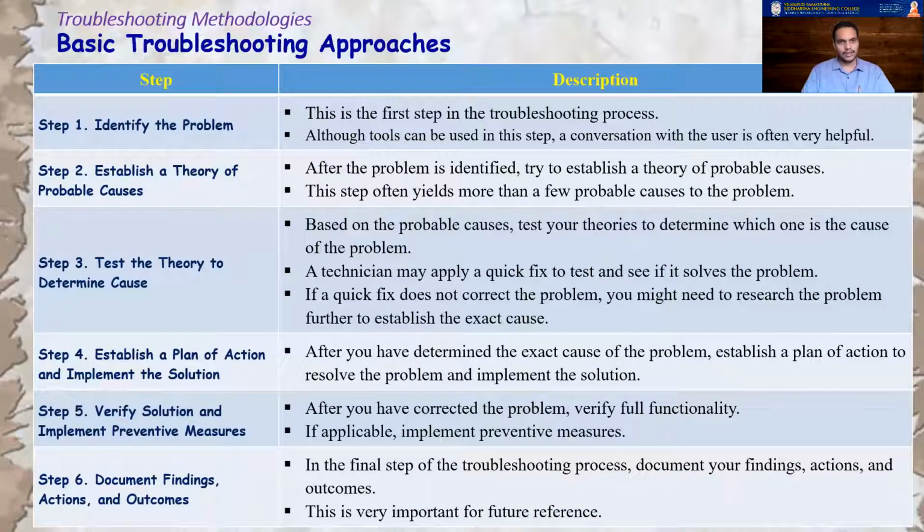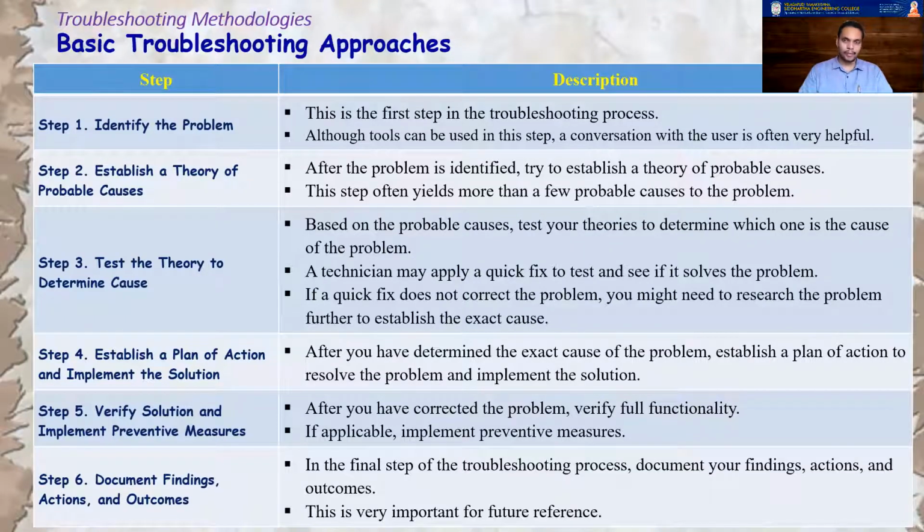Troubleshooting methodologies. Obviously, whenever you establish a network, you will come across some troubles, maybe misconfiguration troubles, anything can happen. So there are 6 steps. It's a kind of process. First thing is you identify the problem. This is the very first step. There are many tools that can be used, and you need to check what the problem is.